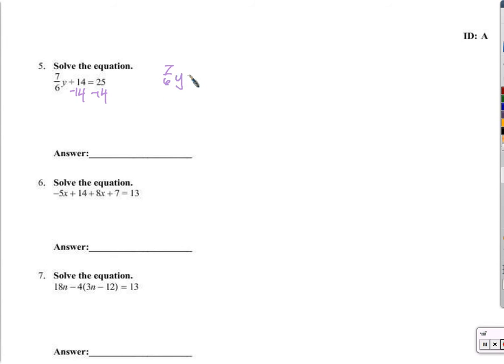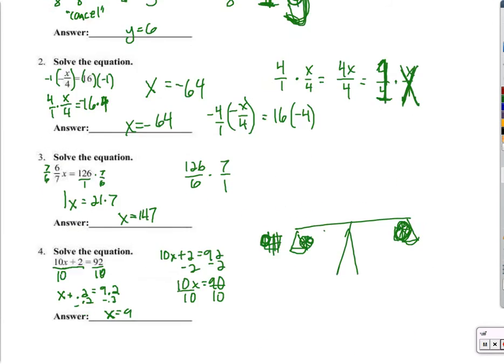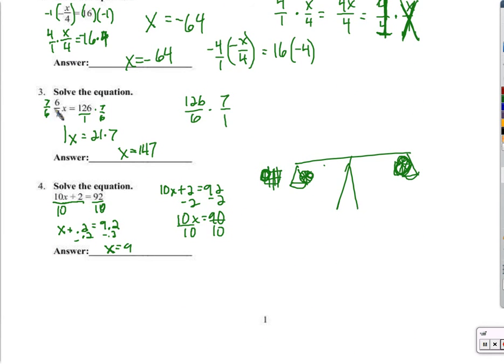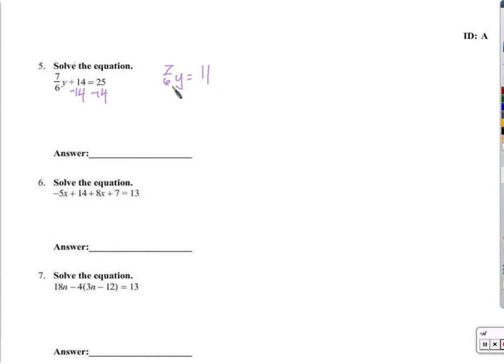7/6 y equals 11. And just like the problem just before that, we have this fraction here. We don't want a fraction times x, we want a 1 times x, so we multiply by the reciprocal, 6 over 7, times 6 over 7. We could make that 11 over 1, so it's easier to think about. And y equals 11 times 6 over 7.